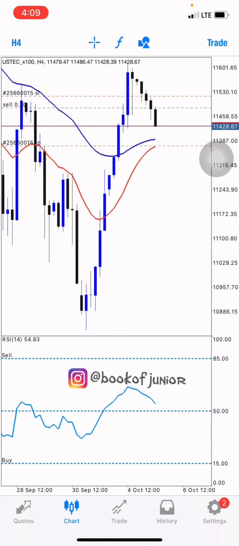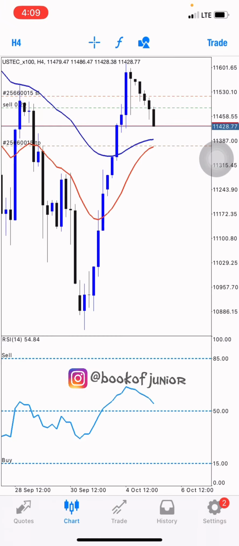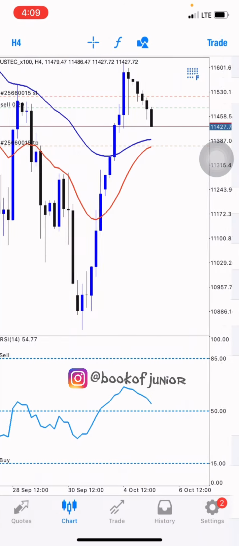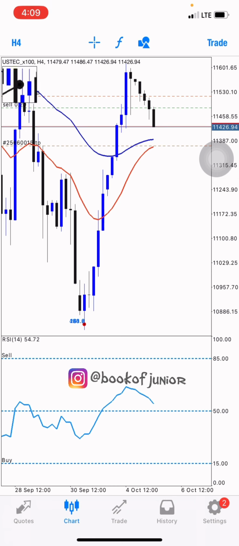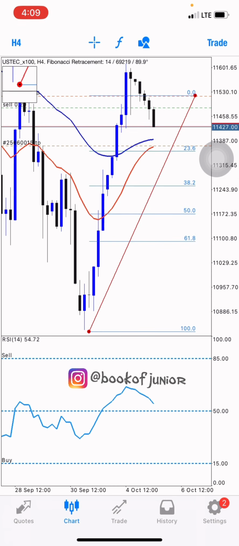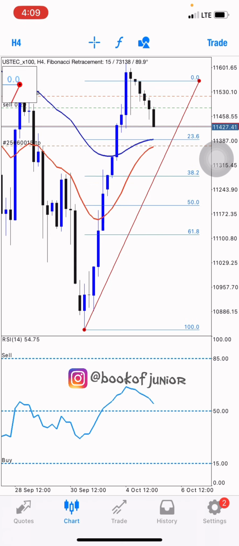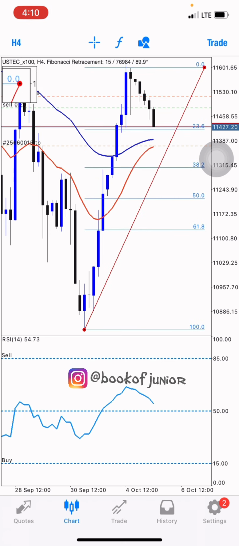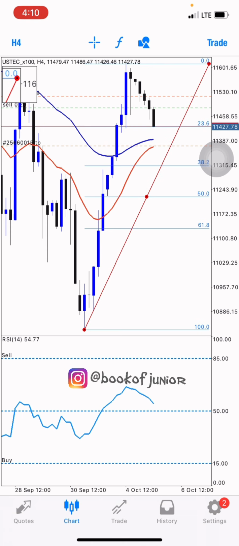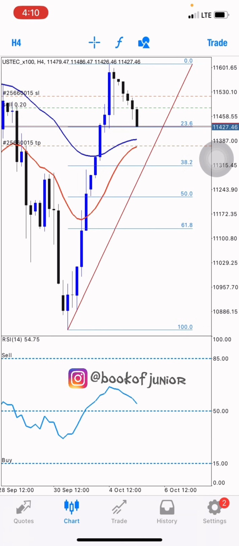The other tool, or the other most underrated concept, is the Fibonacci retracement. Most people don't use the Fibonacci retracement, but me, I use it, as you can see. When you're placing a Fibonacci on an uptrend, you place it from the swing low to the swing high, and then drag to the future. So this is my Fibonacci, guys.